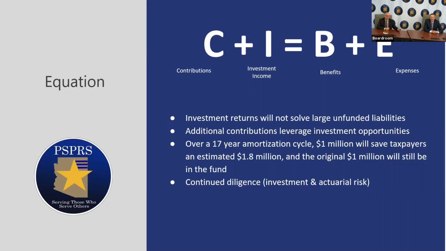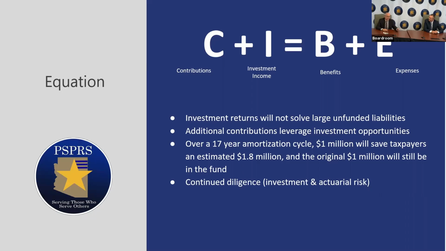So again, back to the funding equation. That left side, that's where the money comes from, contributions and investment income. Even if we can do things to maximize the investment returns, we're assuming 7.3, if we could even manage to get that above 8%, that's not going to make a huge impact on a $66 million unfunded liability. So the investment returns will not solve the large unfunded liabilities. It's additional contributions to leverage those investment opportunities that we really need to be considering.